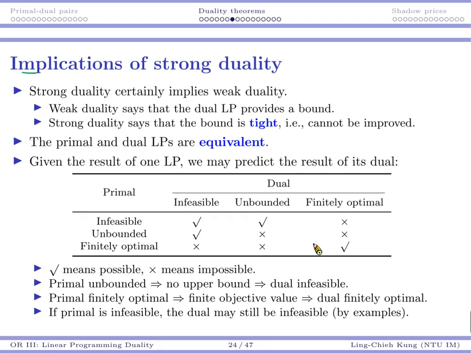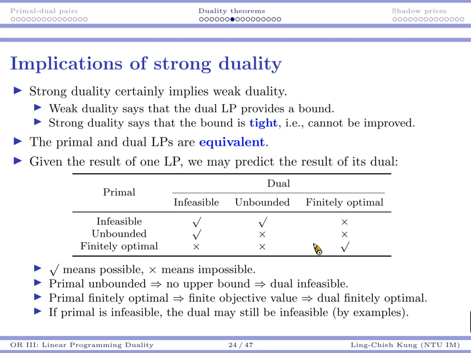So this has a direct implication. Strong duality certainly implies weak duality, because strong duality says they are equal. Weak duality says there is an inequality. All right? So strong duality implies weak duality. Weak duality says there is a bound. Strong duality says the bound is tight, and there is no way for you to get a better bound. So all of this says that the primal and dual linear programs are equivalent. Once you solve A, you get B immediately. And this actually may be generalized to the three possible types of linear programs.